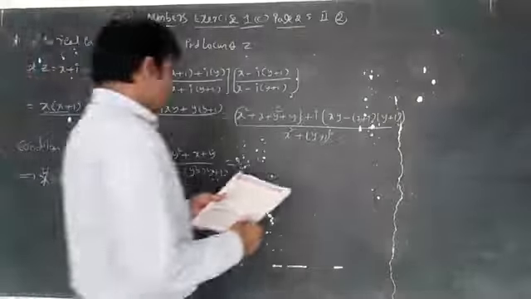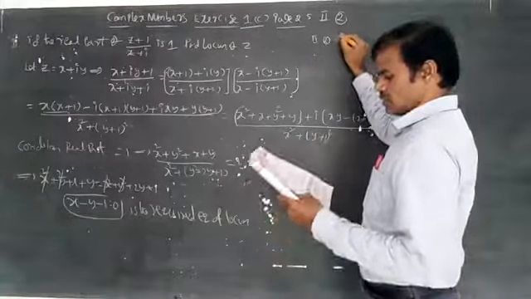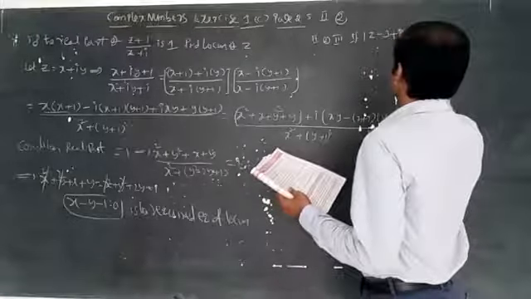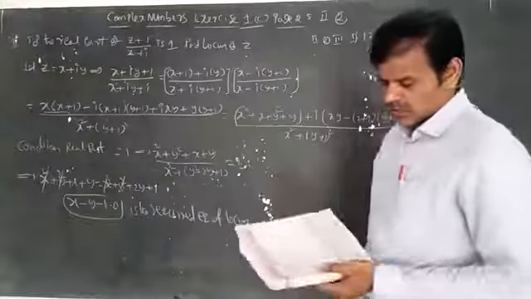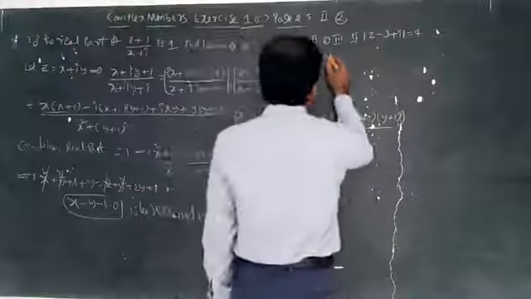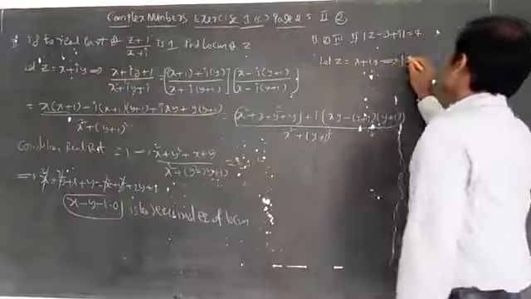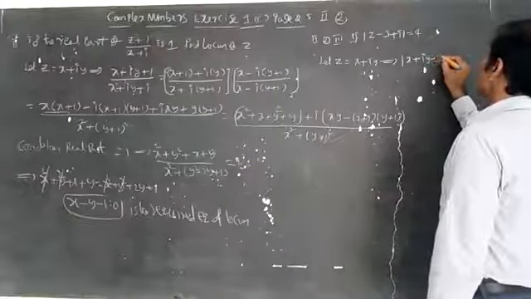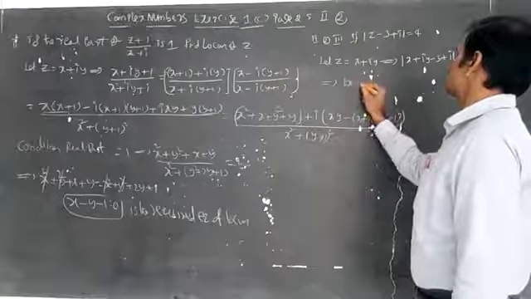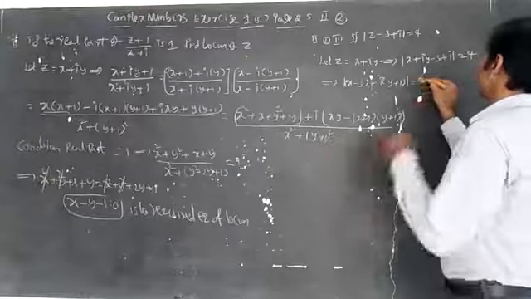Second question, second one, third one. If modulus of z minus 3 plus i is equal to 4, then determine the locus of z. In the similar way, let z is equal to x plus iy. That implies modulus of x plus iy minus 3 plus i equal to 4, that implies x minus 3 is the real part, plus i taken common, y plus 1, is equal to 4.